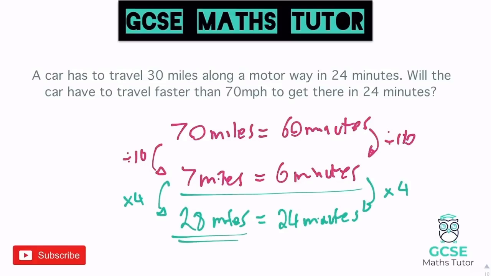And the question said a car has to travel 30 miles. So it's not actually going to be able to make that 30 miles in 24 minutes. It's only going to be able to go 28 miles. It would have to go over 70 miles an hour. So I would make that statement no. It's not going to be able to do it at that sort of speed.